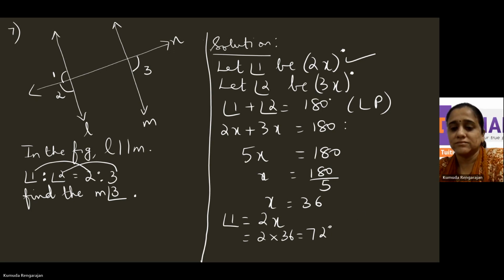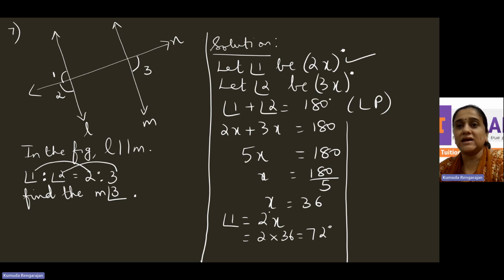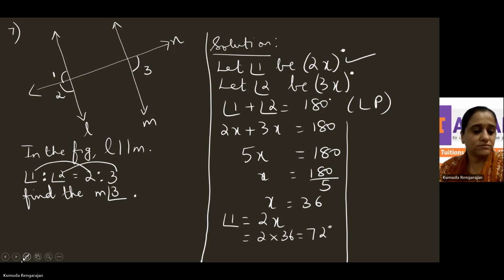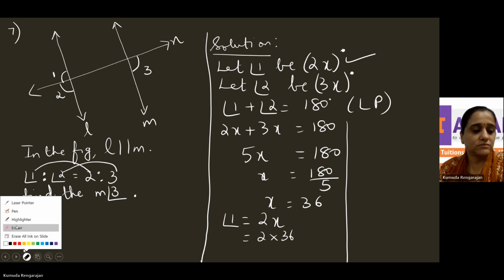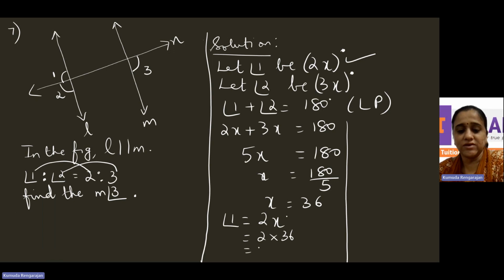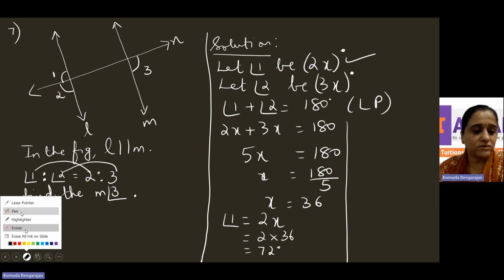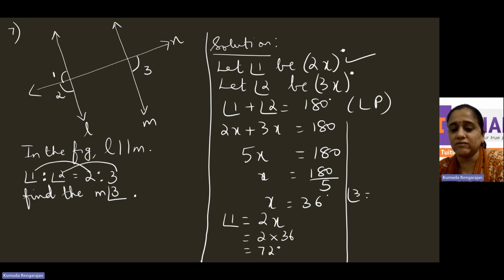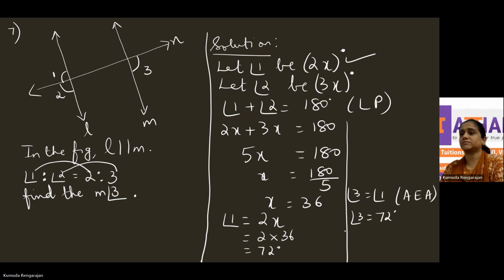Okay. So what is angle 1? 72 degrees. Angle 1 is equal to 72 degrees, correct? Now you have to find angle 3, so write 3 first. Angle 3 is equal to angle 1. Why? Alternate exterior angles are equal. So angle 3 will be equal to what is 1? 72. So 3 is also 72 degrees.